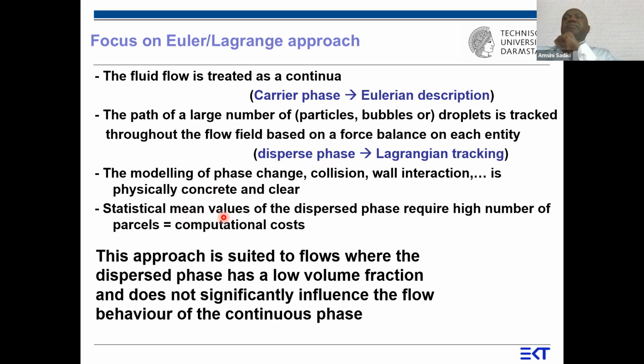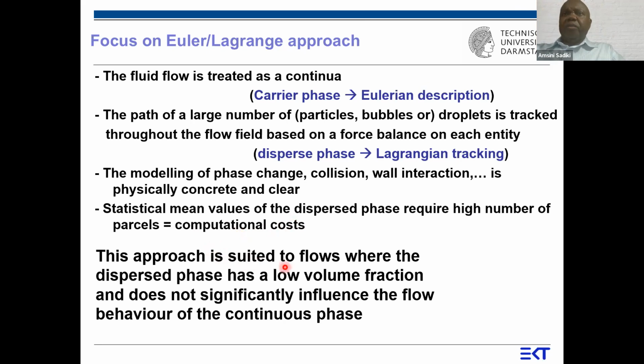And for that, we replace the real particles by so-called parcels. And these parcels are computational parcels which represent a large number of real particles with the same properties, at least with the same velocity. And not only that, we can say the same properties in general.